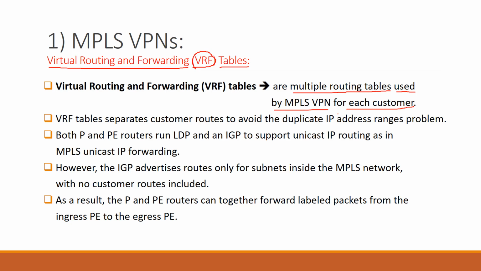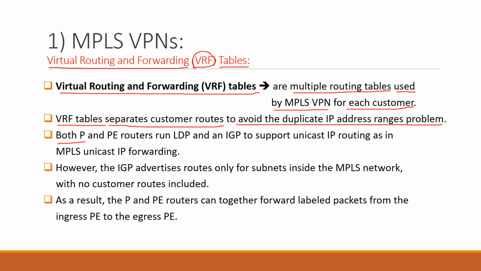So MPLS routers will use multiple routing tables called virtual routing and forwarding tables or VRF tables and dedicate each table for a specific customer. So these VRF tables separate customer routes to avoid the duplicate IP address ranges problem. Each customer will have a separate VRF.